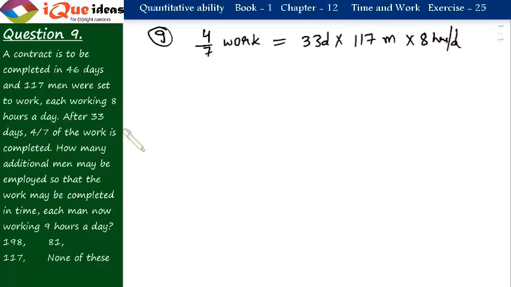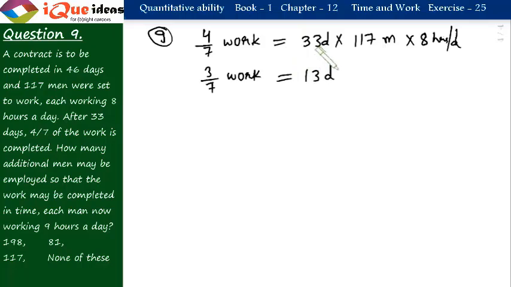Alright, now the remaining work would be, if we have already done 4 by 7 work, that means the remaining work would be 3 by 7. So 3 by 7 work must be equal to how many days are remaining? So total days given to be completed the work was 46. We have already done 33 days work. So the remaining days would be 13 days. So 46 minus 33, 13 days.